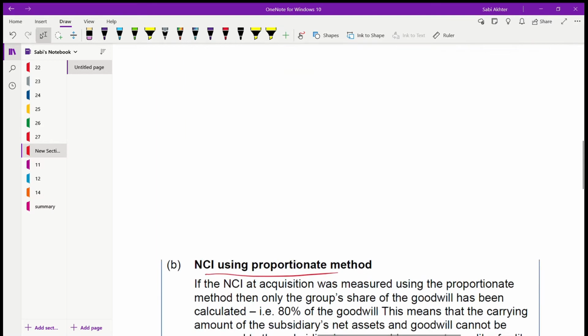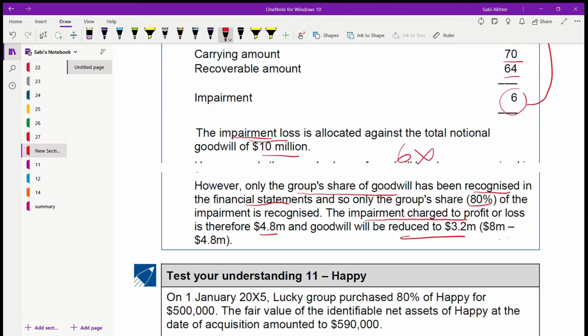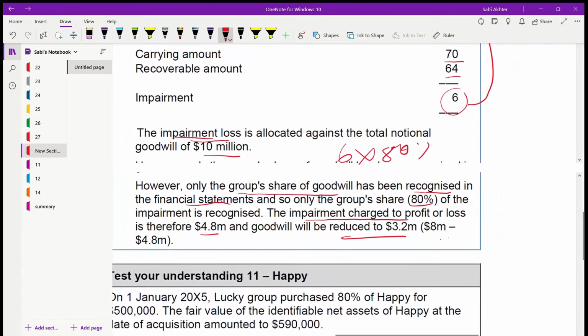Because if you're finding how 4.8, it will be 6 million into 80%. On this only you have to find out this impairment, 6.